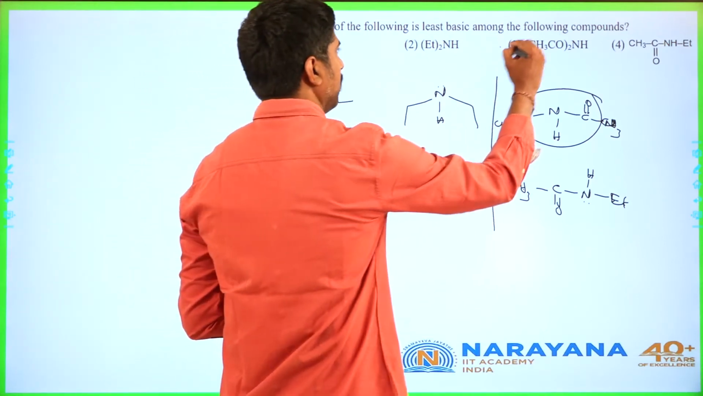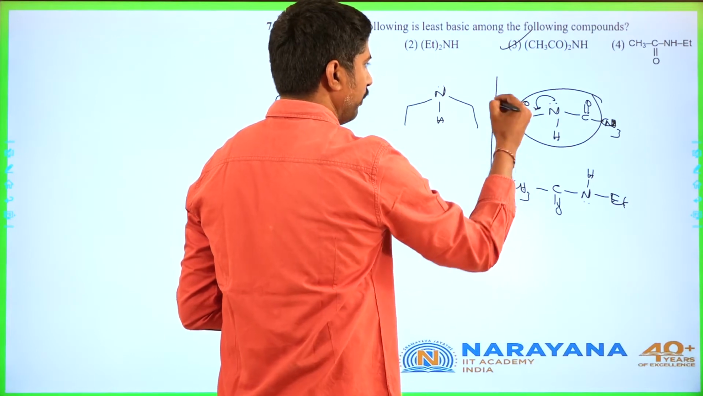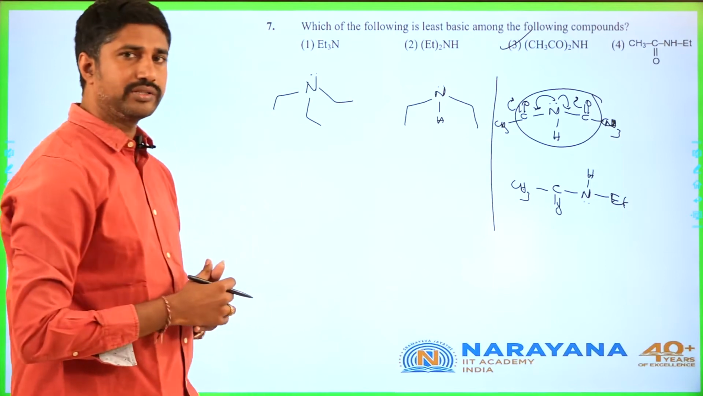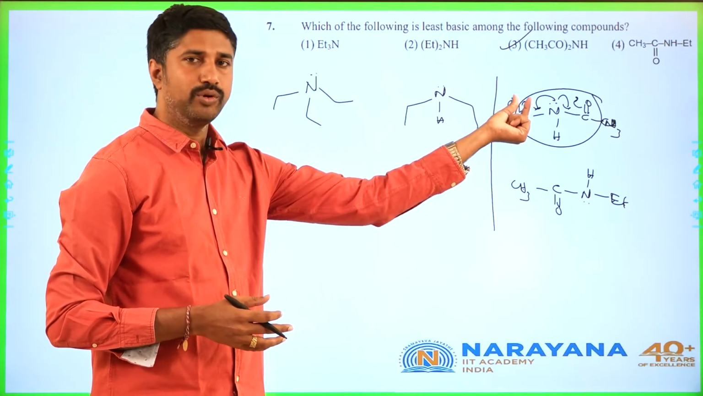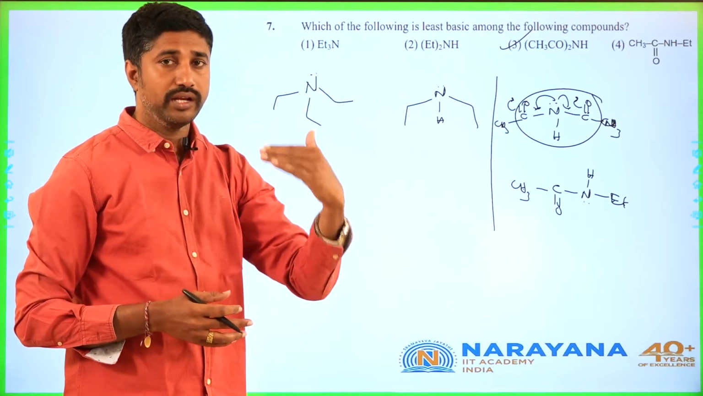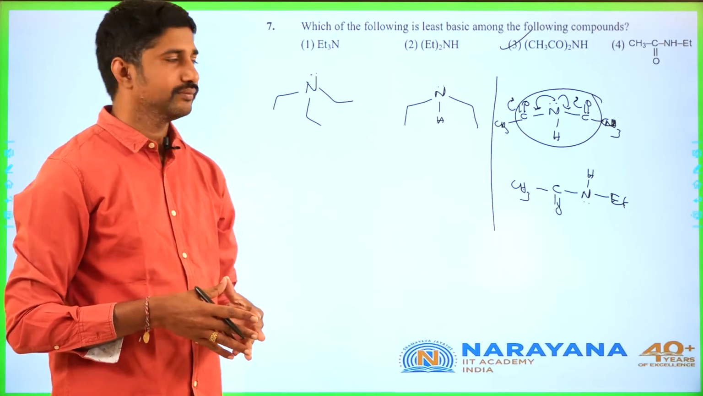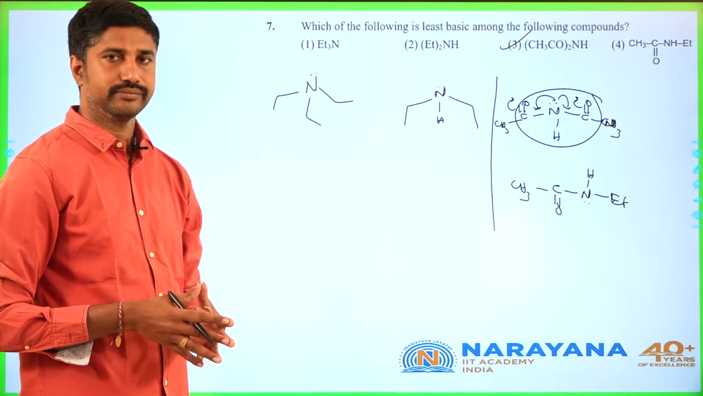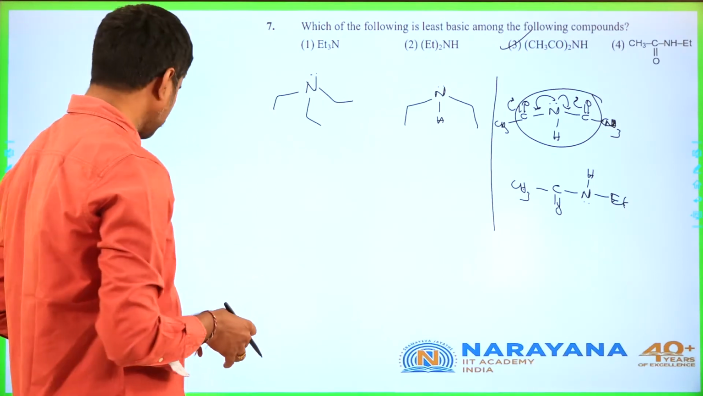We can say this lone pair of nitrogen is involved in conjugation with this side as well as with this side. So there are 2 possibilities of resonance, for the left side and the right side. So lone pair availability over nitrogen is very, very less, and so it becomes least basic. So the answer for the given question is 3. Okay, and let's see the next question then.